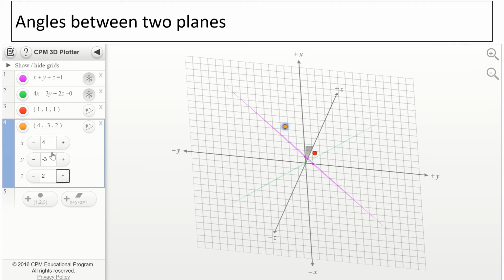We have to remember that this point, 1 1 1 for example, or 4 minus 3 2, is also a vector. It is a vector that has its tail at the origin. Now, in order to find the angle between the two planes, we simply take the dot product of these two vectors, and then we will be able to find the angle between the two planes. Pause if you want and try to work it out on your own before we look at the answers.